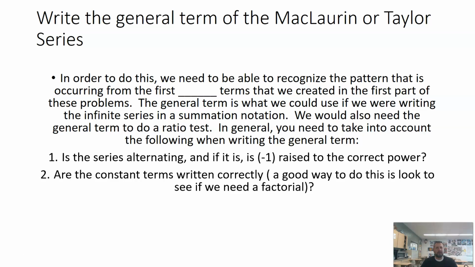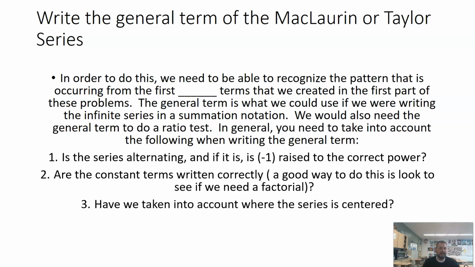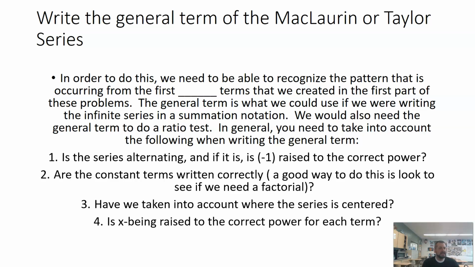Another thing you need to ask yourself is, are the constant terms written correctly? Do we need a factorial? Does the bottom go 1, then 2, then 6, then 24? Do I see that pattern? Because that is a factorial if I see those numbers show up. Number 3, have we taken into account where the series is centered? And is the x being raised to the correct power for each term?